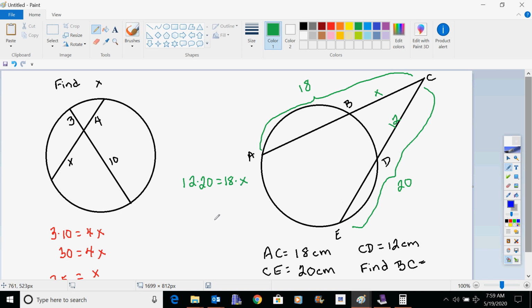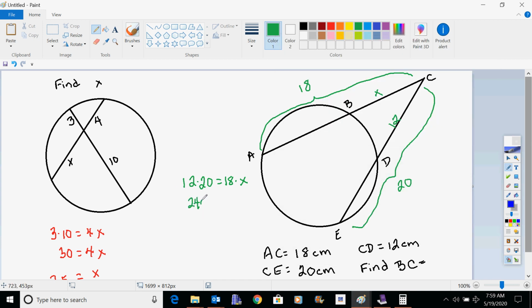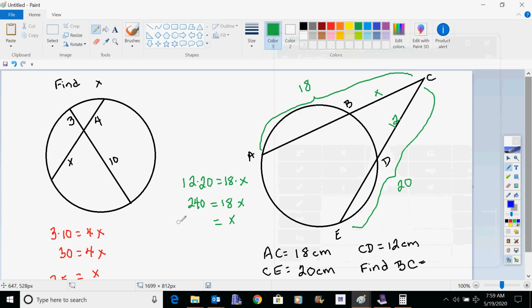Okay, like that. So if we're going to find BC, 12 times 20 (240) equals 18x. And those of you that are quick can figure that out. 240 divided by 18 is 13.3 repeating, 13 1/3, or 13.33. Okay, any of those things.